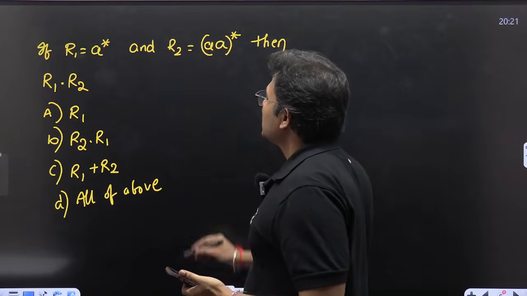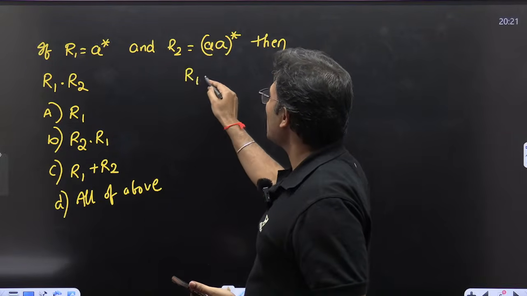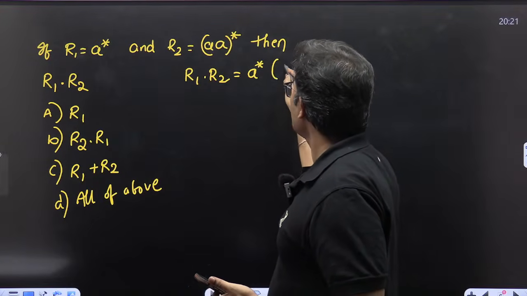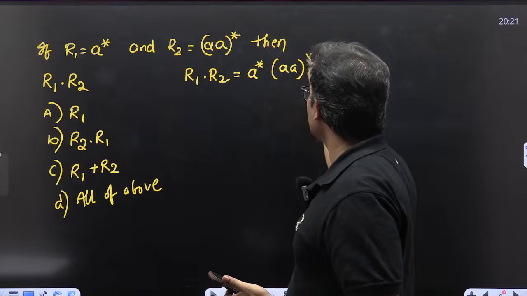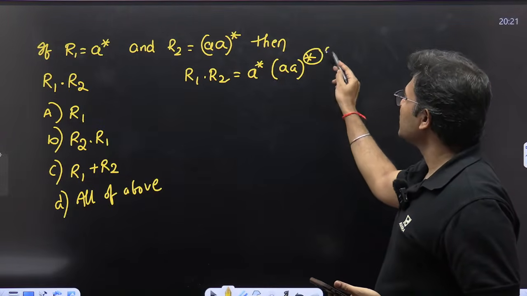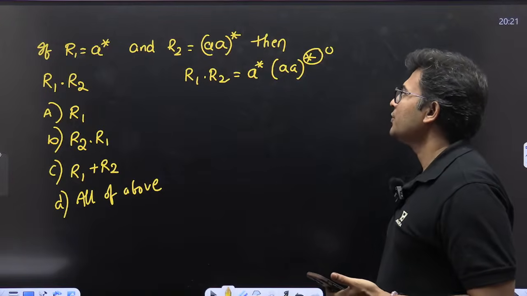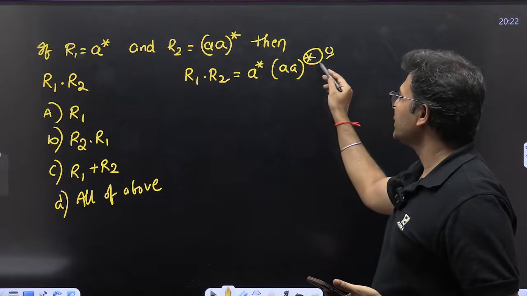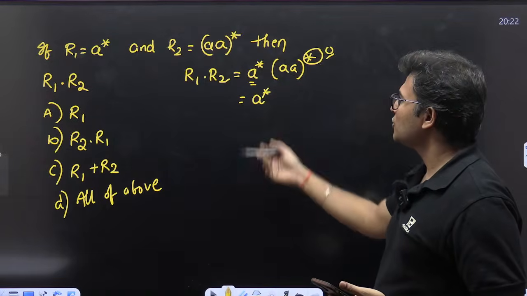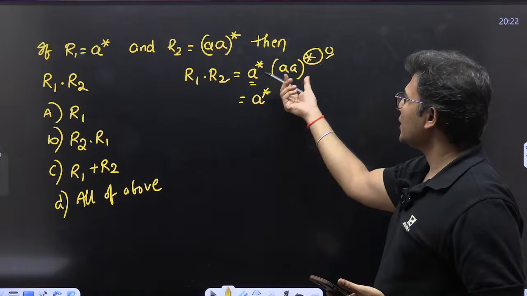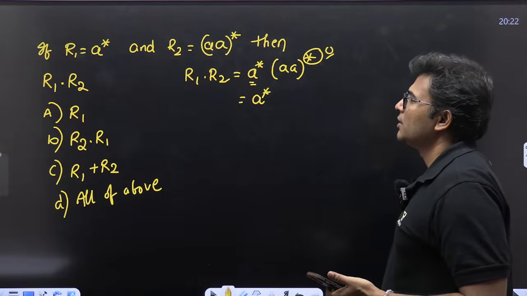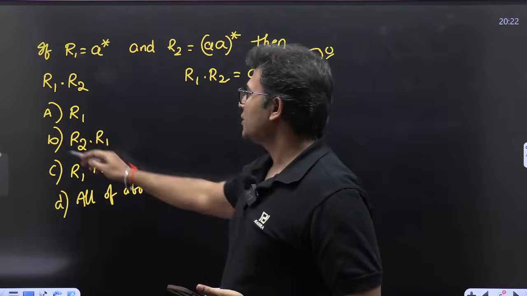If I write R1 dot R2, it is going to be A star concatenated with A star, right? If I put a 0 here, then I get A star, everything. A star is every possible A. You don't have to concatenate with two A's. Therefore, A star is right.